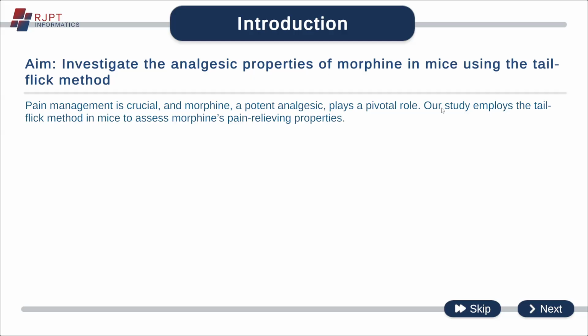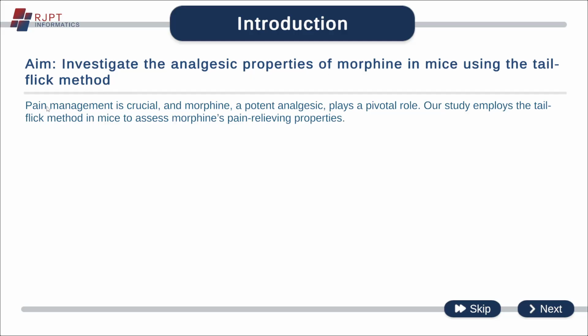In this video, we will study how to investigate the analgesic properties of morphine in mice using the tail flick method. At the end of this video, we will be able to tell about the analgesic effects and properties of morphine by using it on mice through the tail flick method with the analgesiometer instrument. Now let us start with the video.